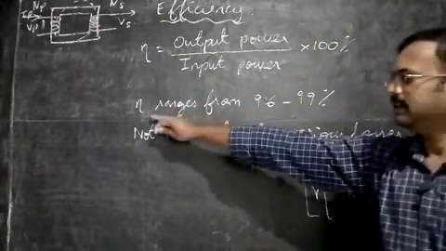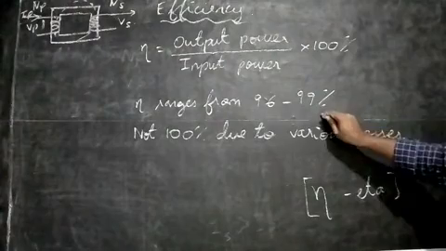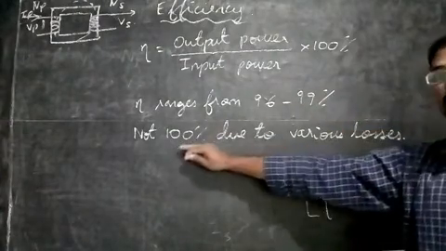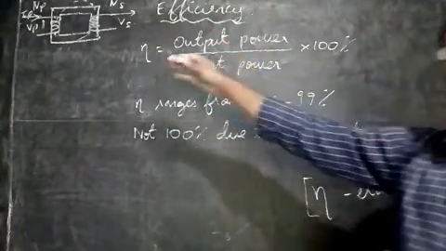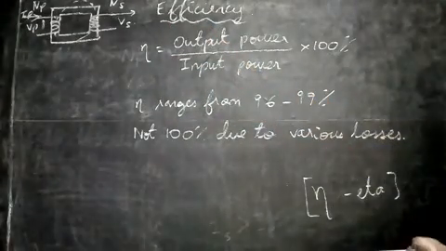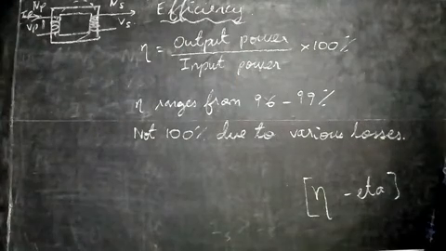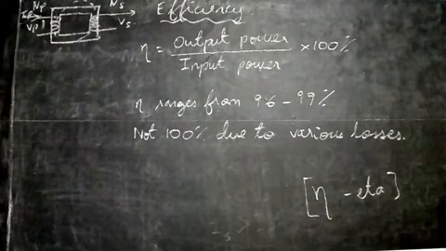Efficiency eta ranges from 96 to 99%. You cannot get 100% efficiency. Why not 100%? Because of various losses. In a transformer there will be various losses, so whatever power we give, the same power will not come out. Input power will not be equal to the output power. Any kind of transformer will be like this. Let us now see what the various losses in a transformer are.